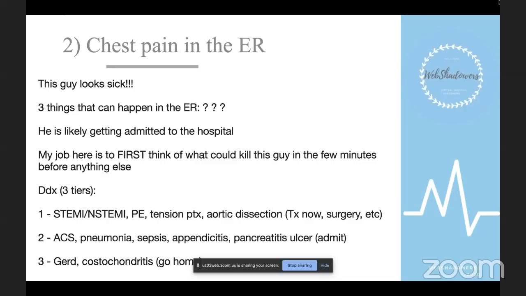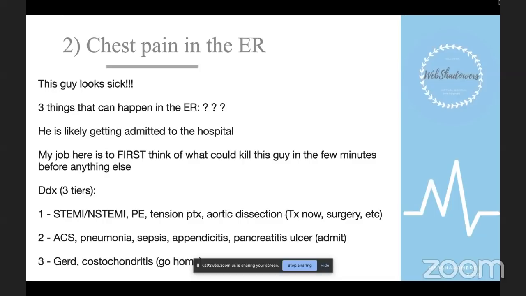An ER doctor can tell that like that. There's not many people that can beat the gut instinct of an ER doc. If an ER doc walks into the room and within the first 5 seconds can tell, hey, this patient's well, or this patient's sick and I'm probably going to admit this patient. I don't know what's going on yet, but this patient probably needs to come into the hospital. So my job here in the ER is to think of what can kill this guy in the first few minutes. So that's how I think about this.